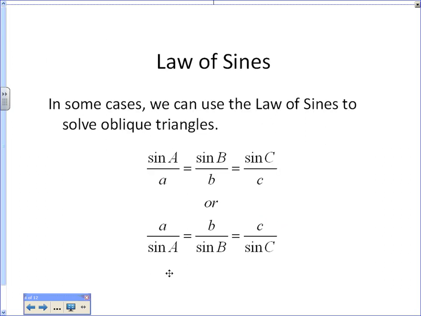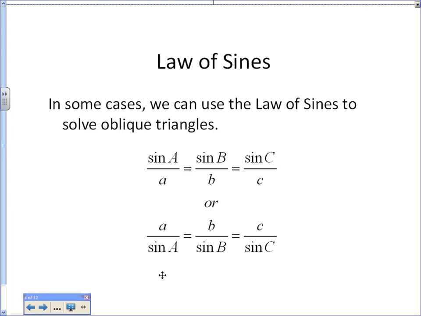The first law that we're going to look at, the law for section 5.5, is the law of sines. In some cases, we can use the law of sines to solve oblique triangles. This is what the law of sines looks like. It has two different forms. One is where you put the sines on top and the sides on the bottom. The other one, you put the sides on top and the sines on the bottom.